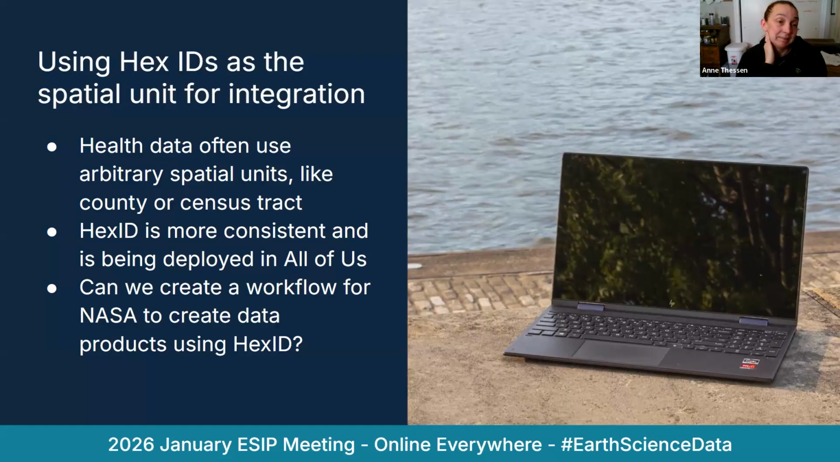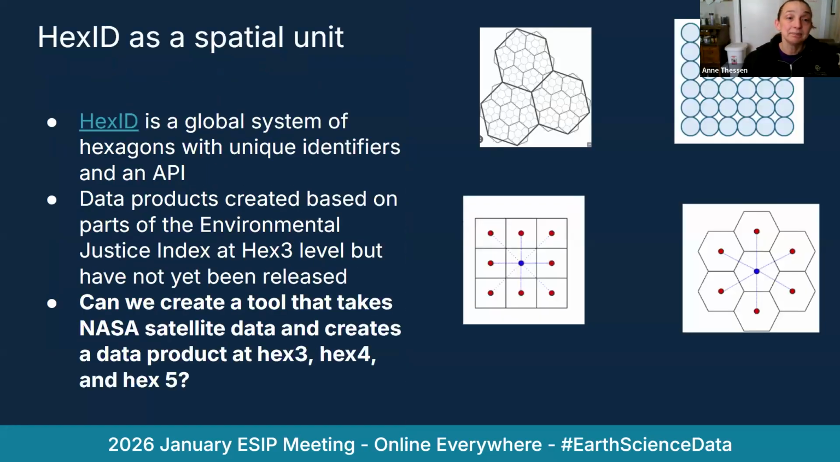But using these hexagons, hex ID is like just a hexagonal grid over the earth, and I'll show you that in a little bit. So the hex ID is more consistent and is being deployed in All of Us, although it's not there yet. And can we create a workflow for NASA to create data products using the hex ID and just have that as one of their data products, say, some measure of heat at hex 3, 4, or 5, or something of that nature?